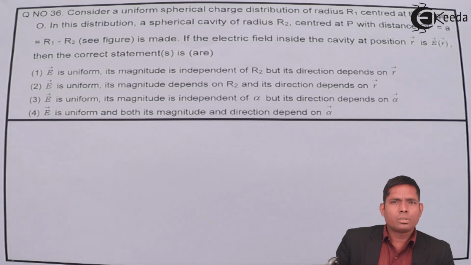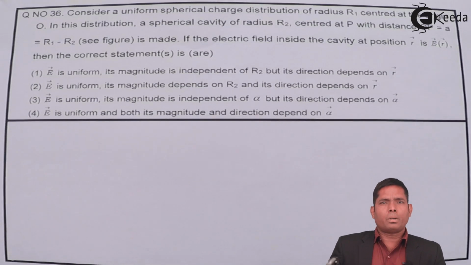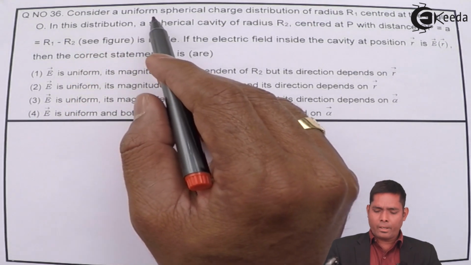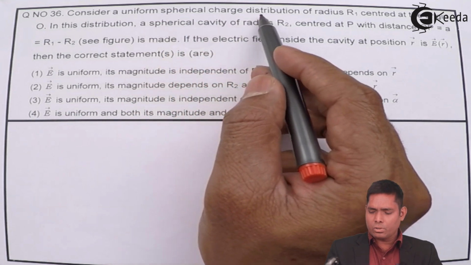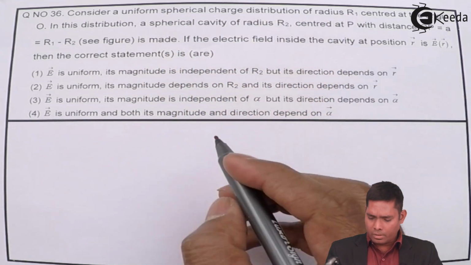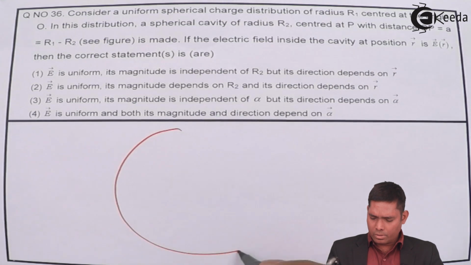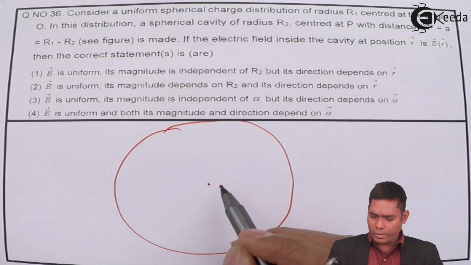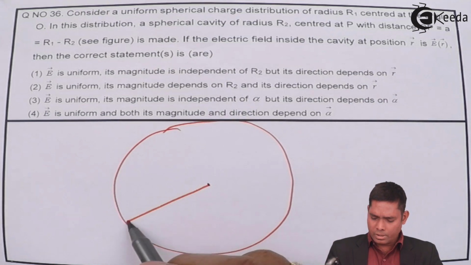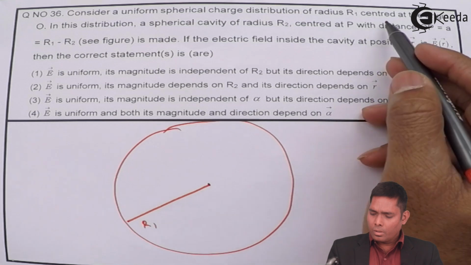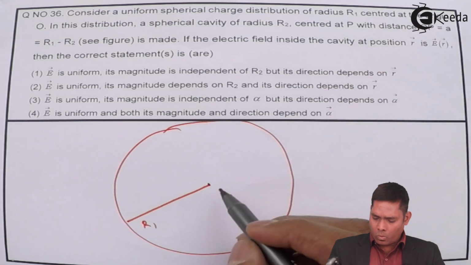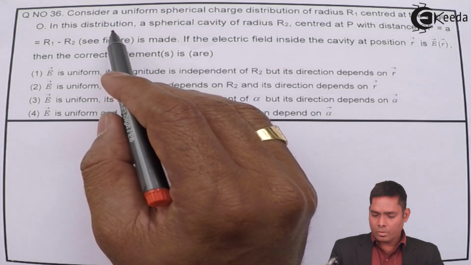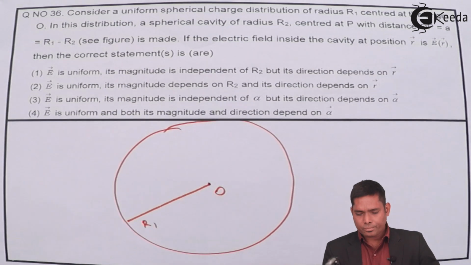The question is: consider a uniform spherical charge distribution of radius r1, centered at origin O. So this is a uniform charge distribution, obviously non-conducting.